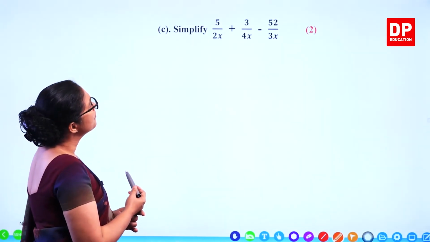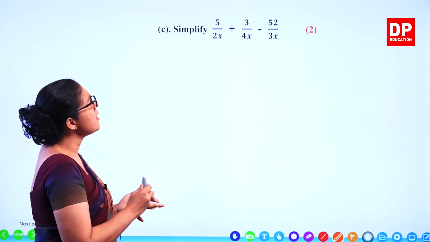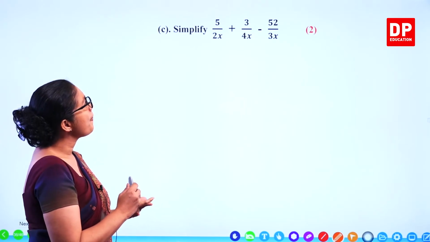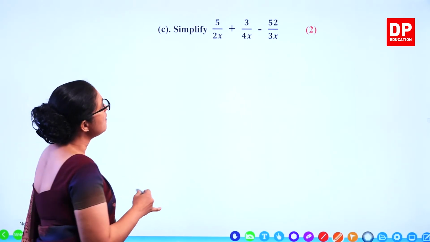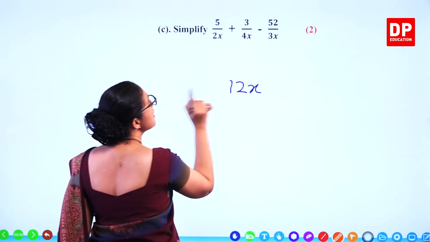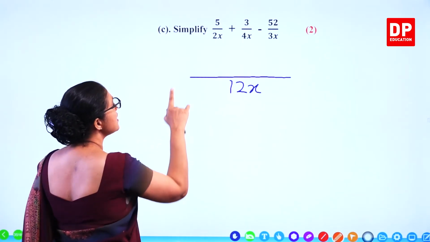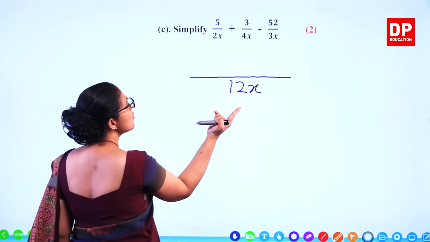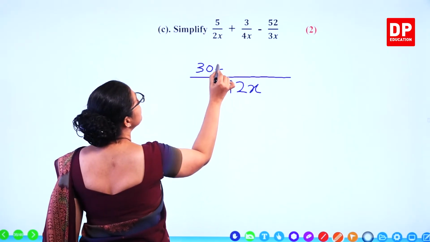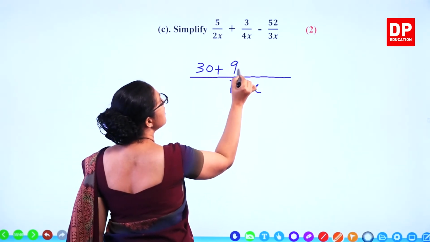Part C. This is simplify algebraic fractions. 2x, 4x, 3x. What's the lowest common multiple of 2, 4, 3? 12. 12 is the lowest common multiple. So x is there, so that becomes 12x. So convert everything to 12x in the denominator. 2x multiplied by 6, you get 12. 6 times 5, 30. 4 times 3, 12. 3 times 3, 9.